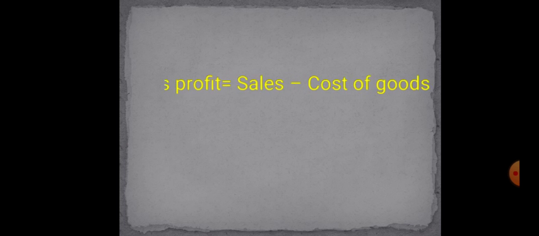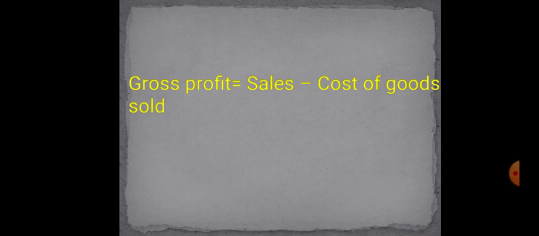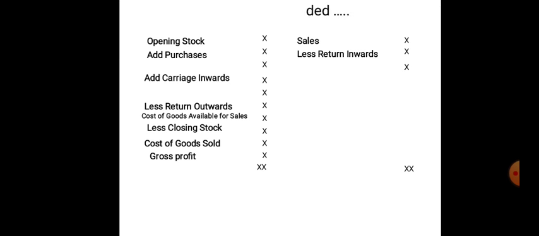So how do you determine gross profit? Gross profit is calculated by deducting cost of goods sold from sales. The cost involved in selling, you deduct it from the amount of goods sold, you get your gross profit. Do not forget, gross profit is equal to sales minus cost of goods sold.